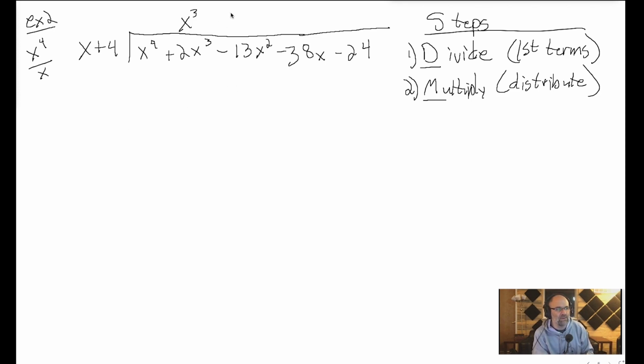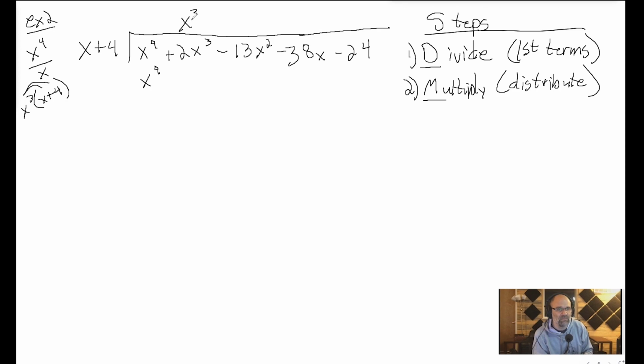Okay, so I'm going to distribute. Now, if you need to, rewrite it out here, but you could do this in your head. X cubed times x plus 4, you can distribute it like that, or you could just do it in your head. X cubed times x is x to the fourth, and you will always get that. If you didn't get that, then you divided wrong, okay?